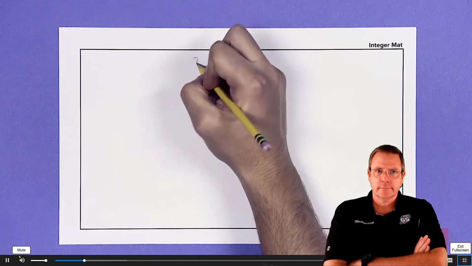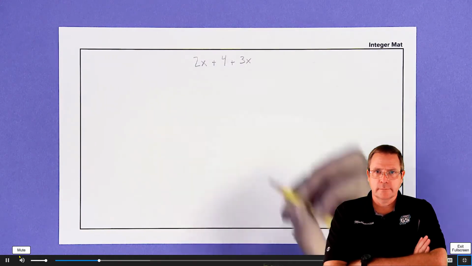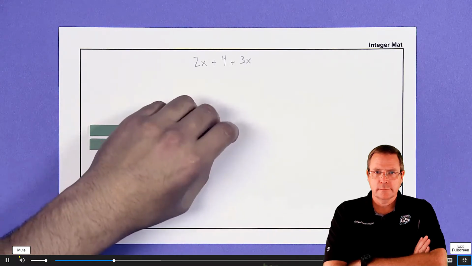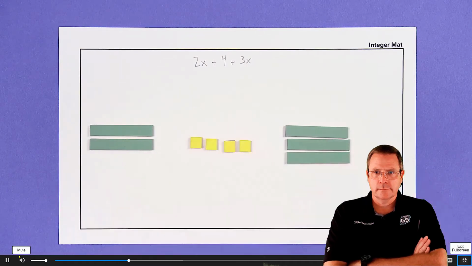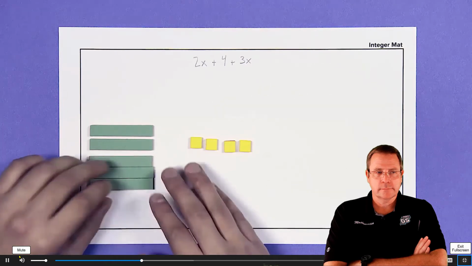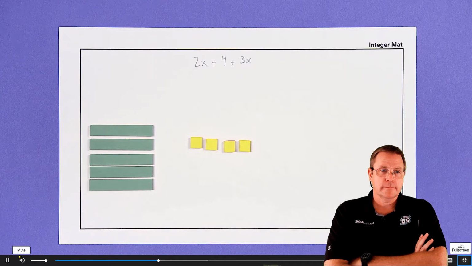Simplify the expression 2x plus 4 plus 3x. To model the expression, place 2 x tiles, 4 1 tiles, and 3 more x tiles on the mat. Combine like tiles. Place the x tiles together. There are 5 x tiles and 4 1 tiles. The expression is 5x plus 4.